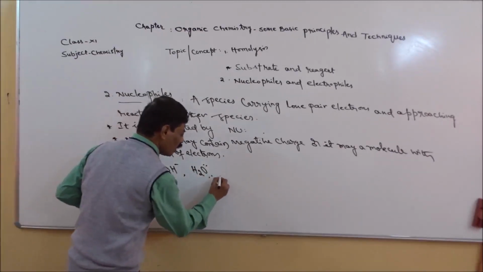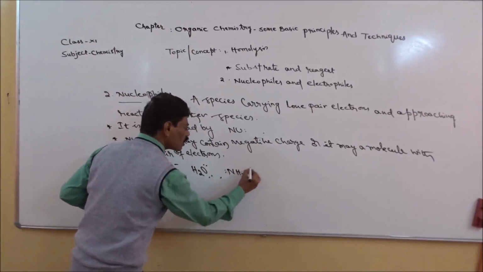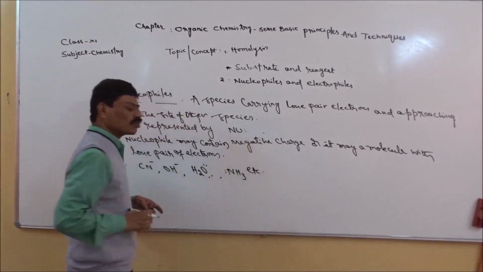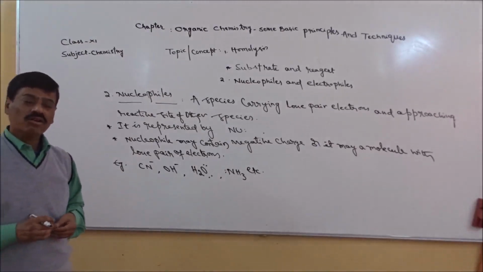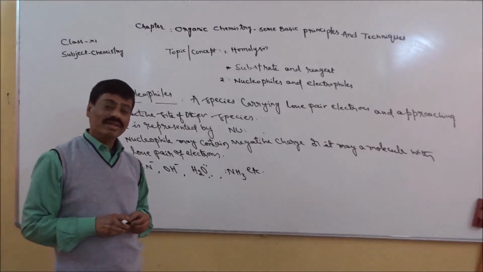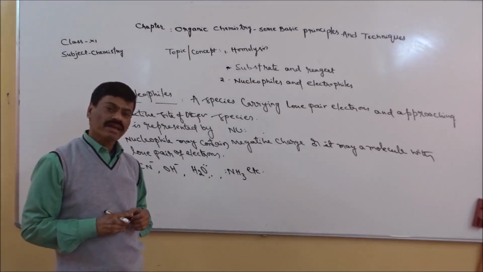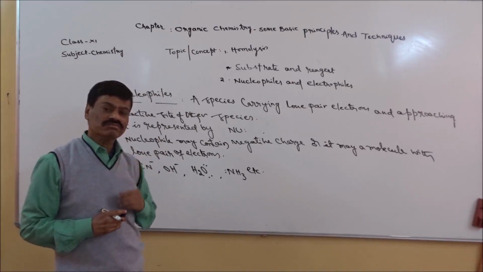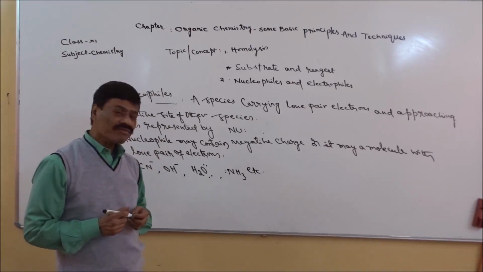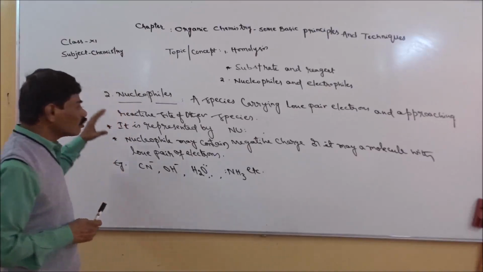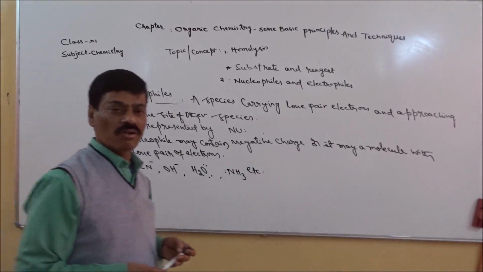Next, another example, NH3, wherein nitrogen has a lone pair of electrons. In any compound, if nitrogen is there, that will have a lone pair of electrons. Like a benzene ring with NH2, nitrogen is there. That is called aniline. Next, CH3NH2. In that, nitrogen is there. That will have a lone pair of electrons. So that's about nucleophiles. We will move to electrophiles now.